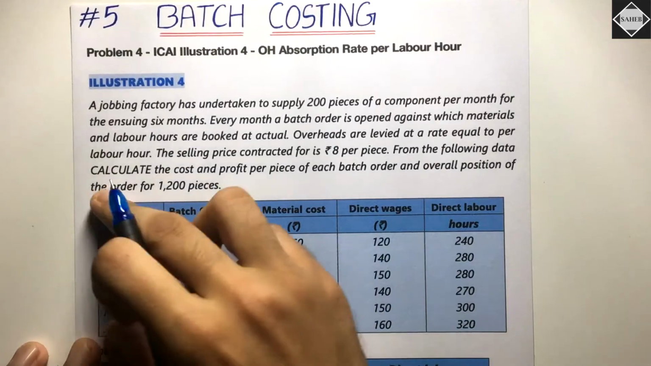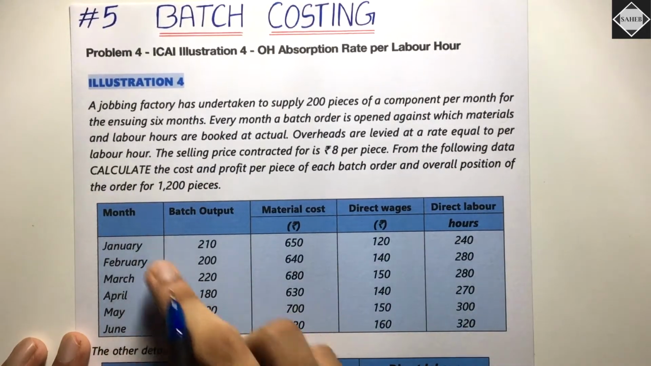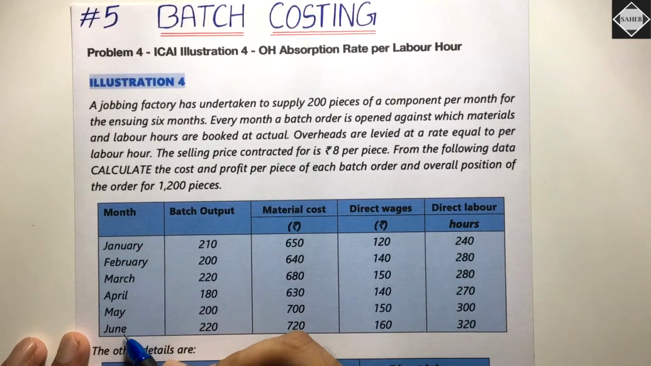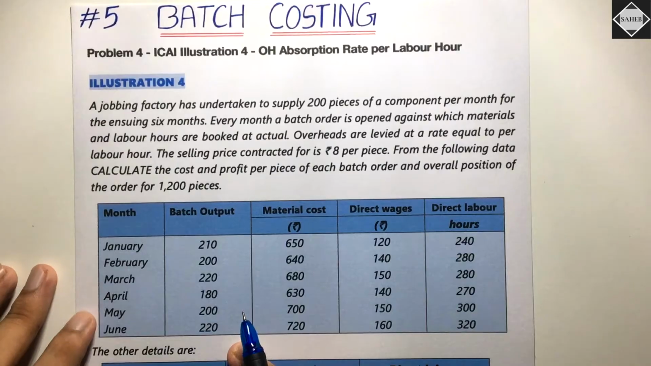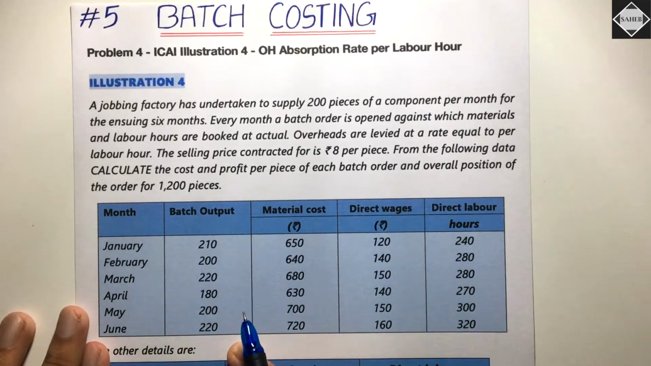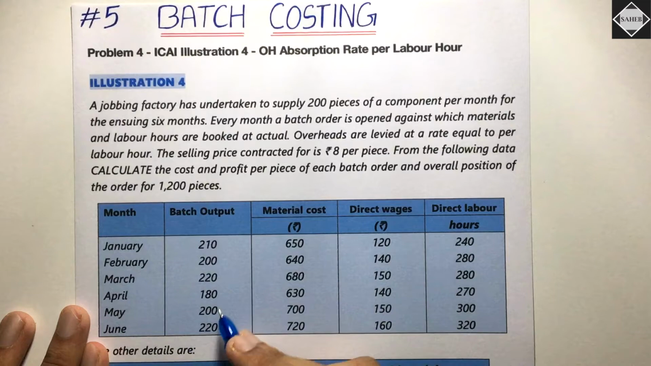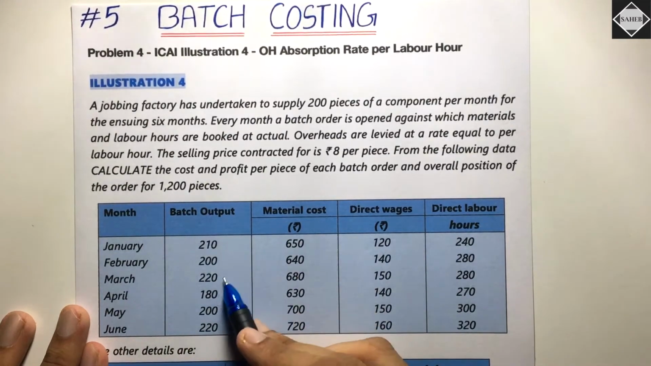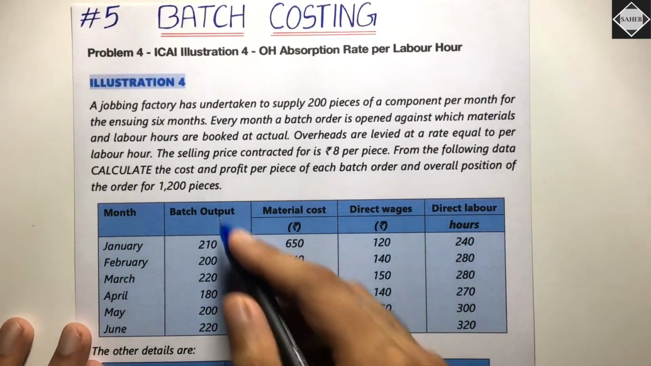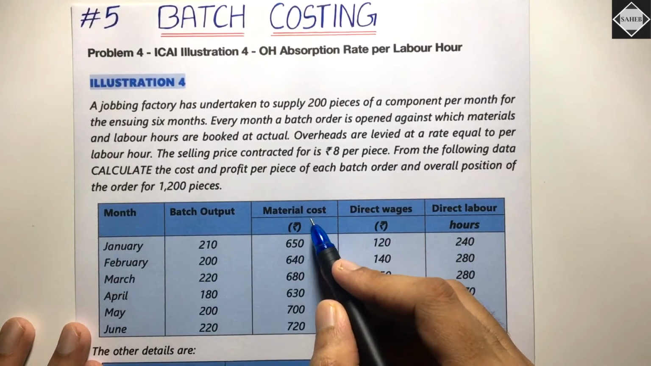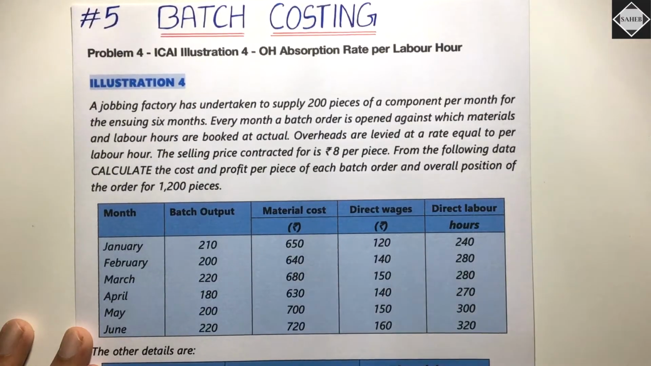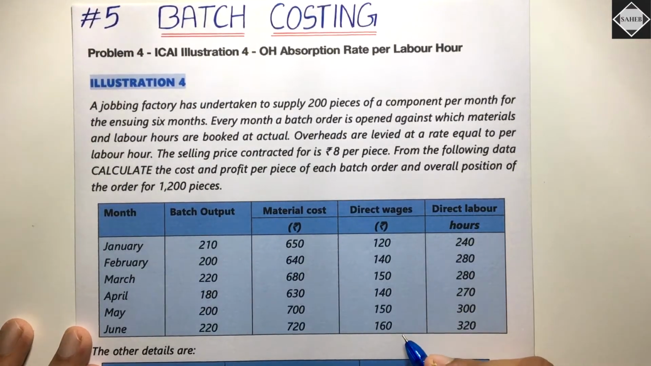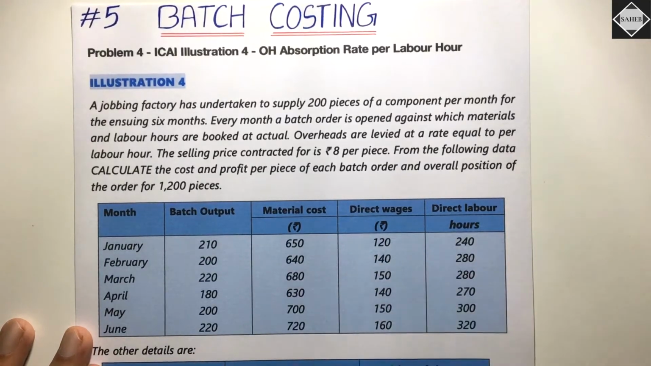Now see here we have the details. See the months: January, February, March, April, May, June. These are the batches: January batch, February batch, March batch, April batch, May's batch, June's batch. Then they have given us the actual output: 210, 200, 220, 180, 200, 220. They have also given us the material cost separately: 650 rupees, 640 rupees, 680 rupees, and so on. Same with the direct wages. So we don't have any problem here. It's really simple. We can directly take this in the cost sheet, in separate columns.